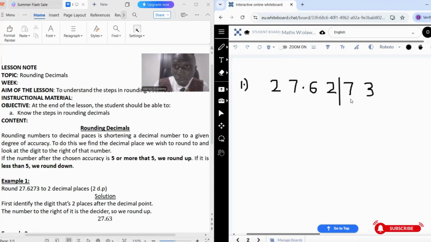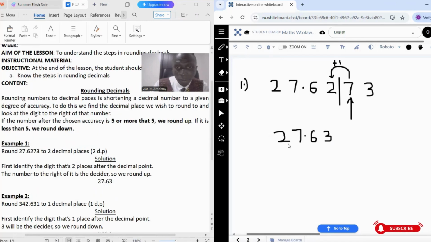Now if you look at this 7, 7 is more than 5. So meaning that what? We're going to round up. Then how are we going to round up? We're going to add 1 to this 2. Then we're going to have our answer now to be 27.63 to 2 decimal places. So rounding 27.6273 to 2 decimal places, we're going to have it to be 27.63.